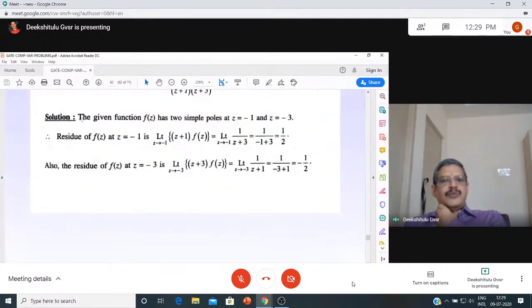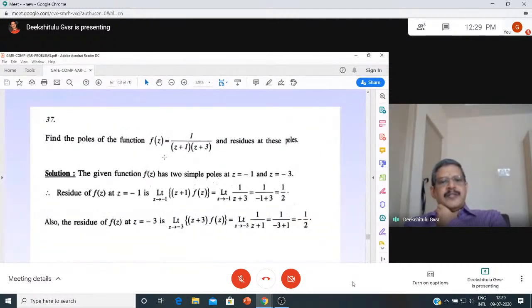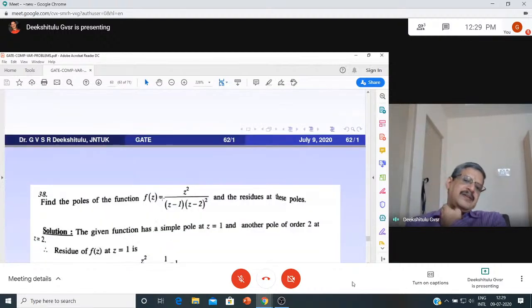Next, find the residues. Find the poles of the function f of z is 1 by z plus 1 into z plus 3. The given function has poles at z is equal to minus 1 and minus 3. The residue of f of z at minus 1 is the limit as z goes to minus 1 of z plus 1 into f of z. So z plus 1 cancels, leaving 1 by z plus 3, which gives 1 by 2. The residue at z equals minus 3 is the limit as z goes to minus 3 of z plus 3 into the function. This is how we calculate it.